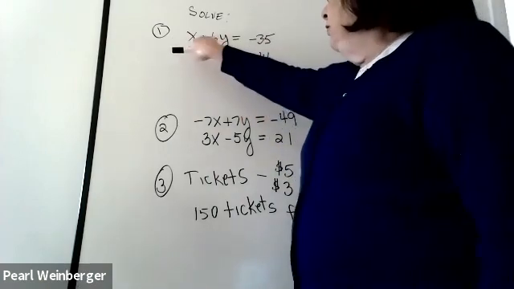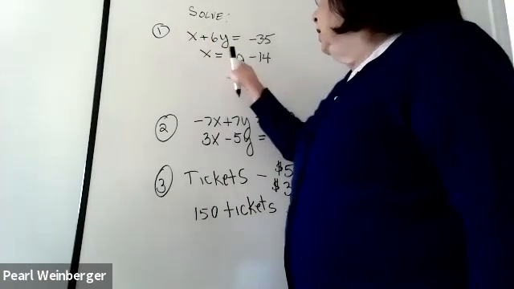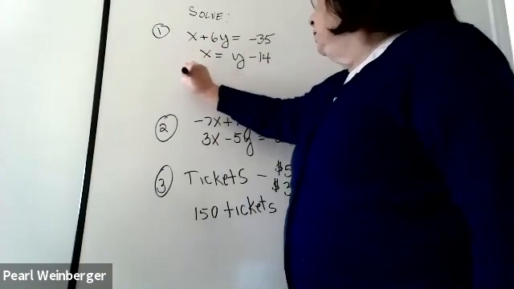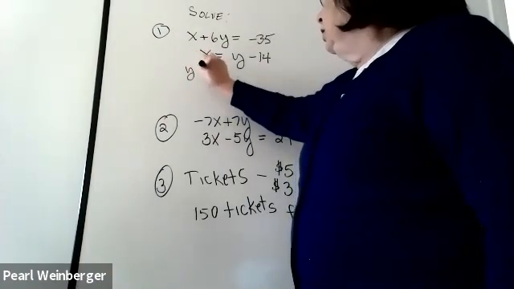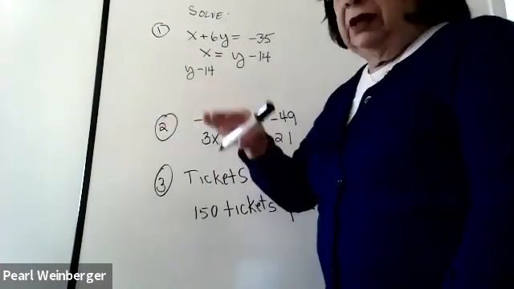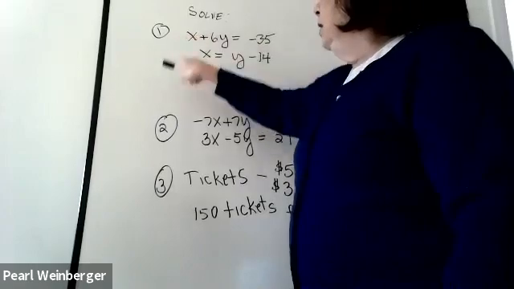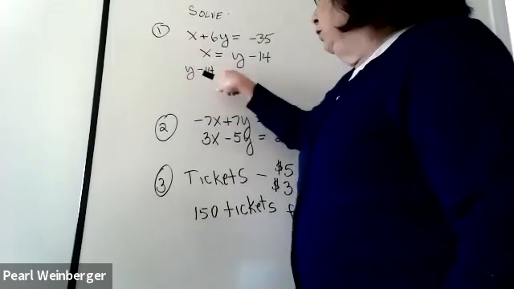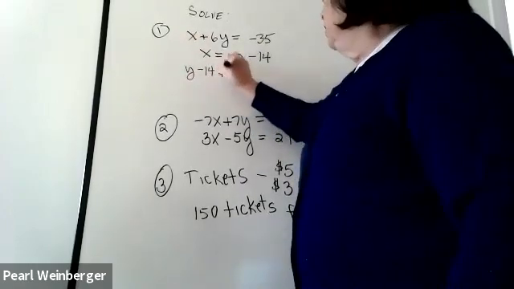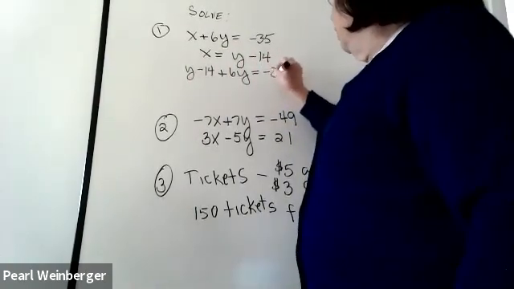But since the second equation tells me that x equals y minus 14, it looks like a good setup for substitution. In my first equation where I see the x, I'm going to replace it with y minus 14. I'm substituting y minus 14 for x. They are equal. That means they're the same thing and can be used interchangeably. So my first equation becomes x, which is y minus 14, plus 6y equals negative 35.